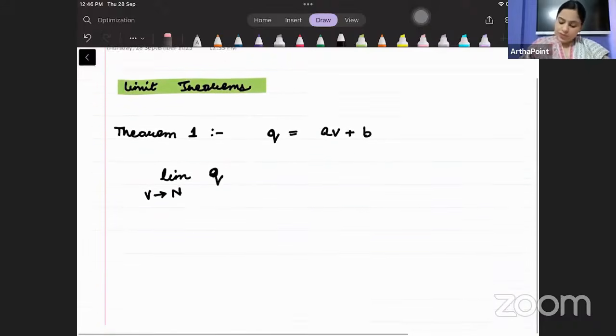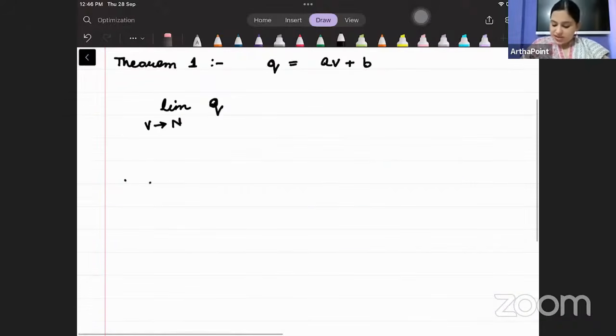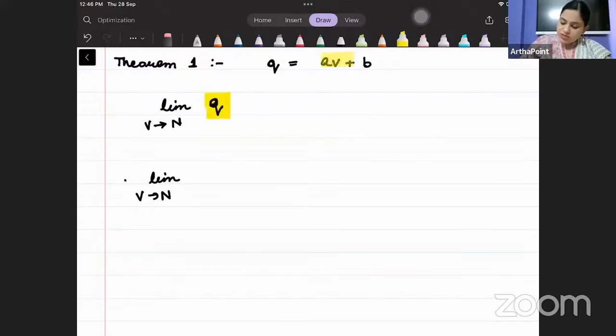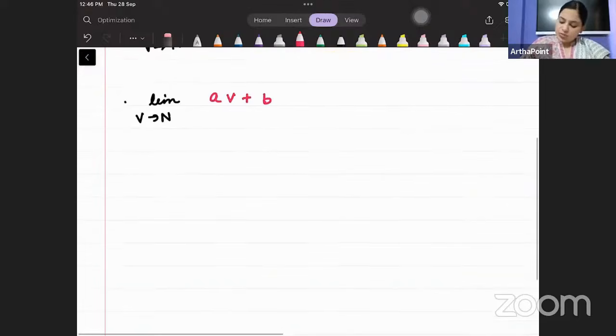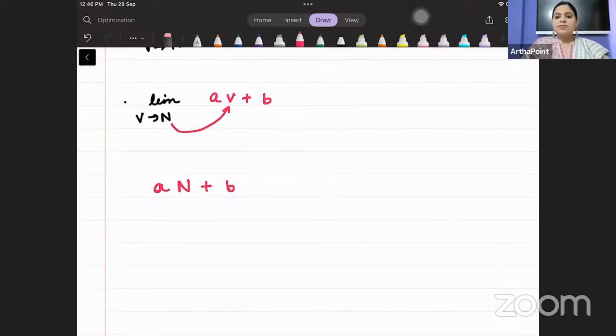I have to find this. So what can I do, beta? I can say limit V approaches N, and instead of Q, I can just replace it with AV plus B. Yes beta, so this will be AV plus B. So what will this become, beta? A, instead of V I can put N, and in place of B, B itself. So the answer to this question will be AN plus B.